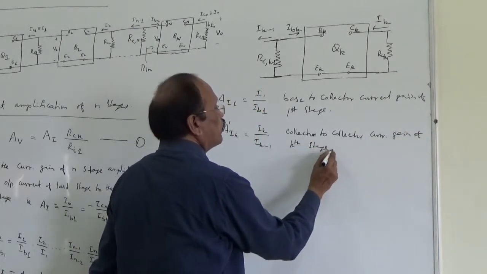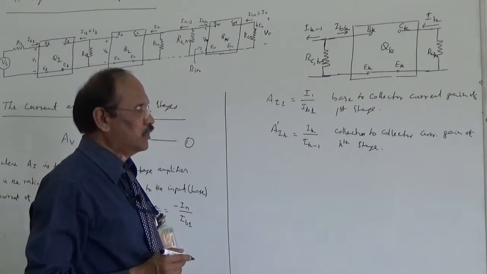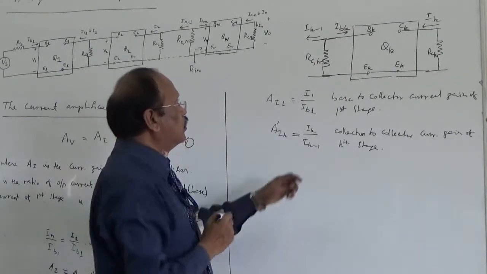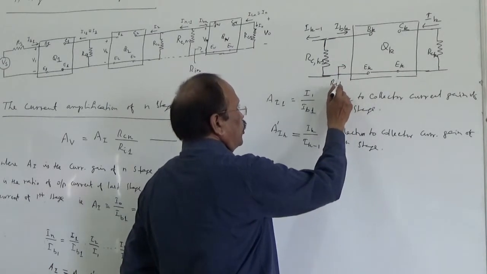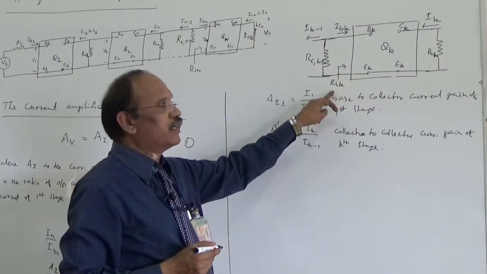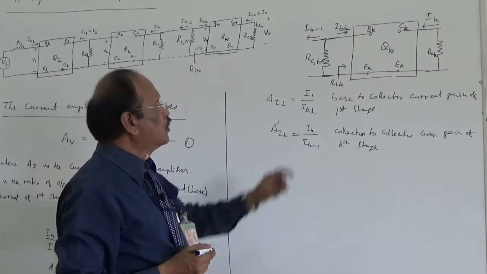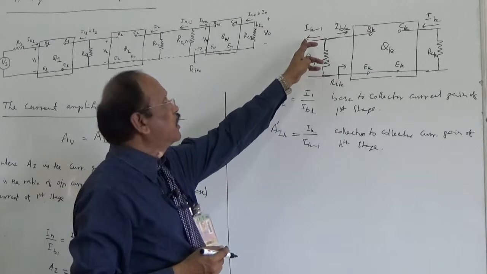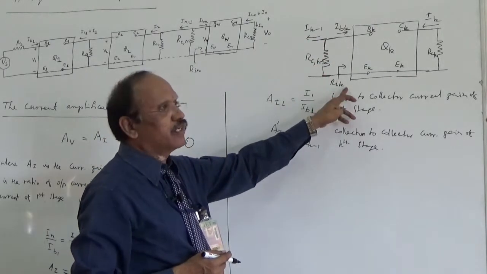Now let us obtain the relationship between these two parameters. So here we will have an input impedance at the kth stage. The input impedance for this will be represented by RAK, and the previous collector is RCK minus 1. So now if we want to determine this current IBK, this IK minus 1 current will be divided between this RCK minus 1 and this RAK.